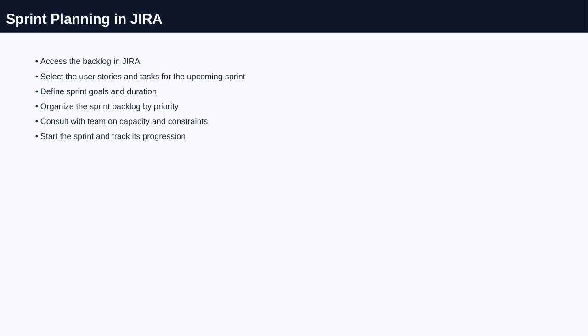To plan a sprint in Jira, start by accessing the backlog where all user stories and tasks are listed. From there, select the items you want to include in the upcoming sprint, making sure they align with your team's priorities and goals. Next, clearly define the sprint goals and set the sprint duration, typically 1 to 2 weeks depending on your team's workflow. Organize the sprint backlog by priority, so the most important tasks are addressed first.